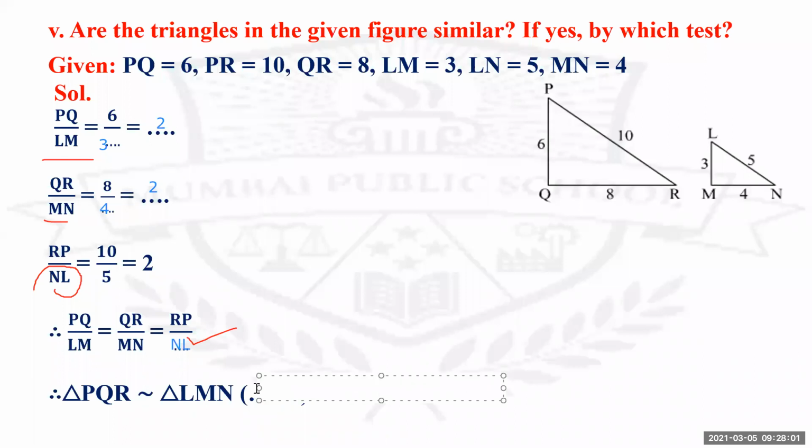Now, next line. So therefore, triangle PQR is similar to triangle LMN by what? It is the SSS test. Is this clear to all the students? Yes. So let's move ahead to the next question.